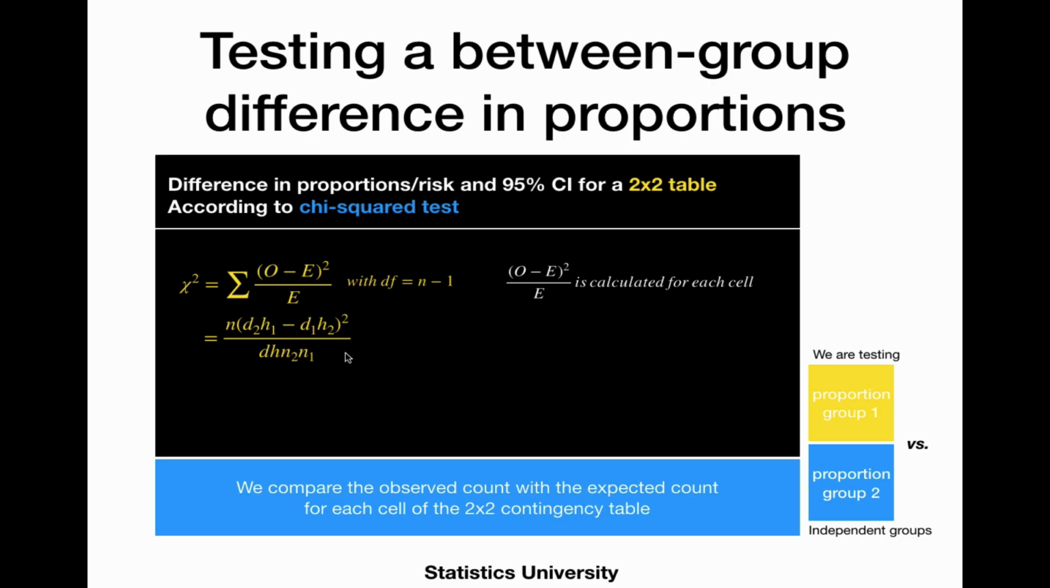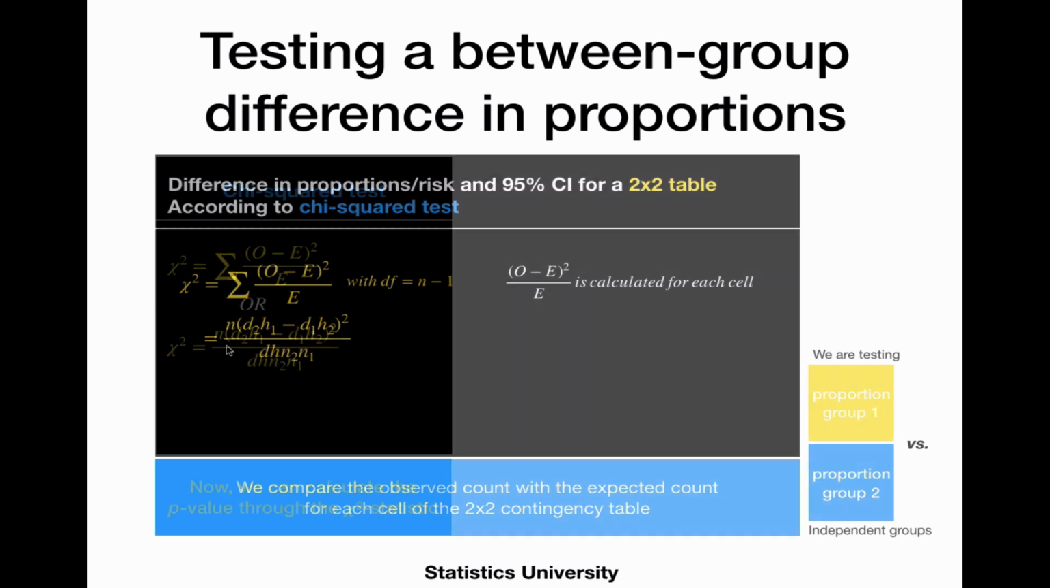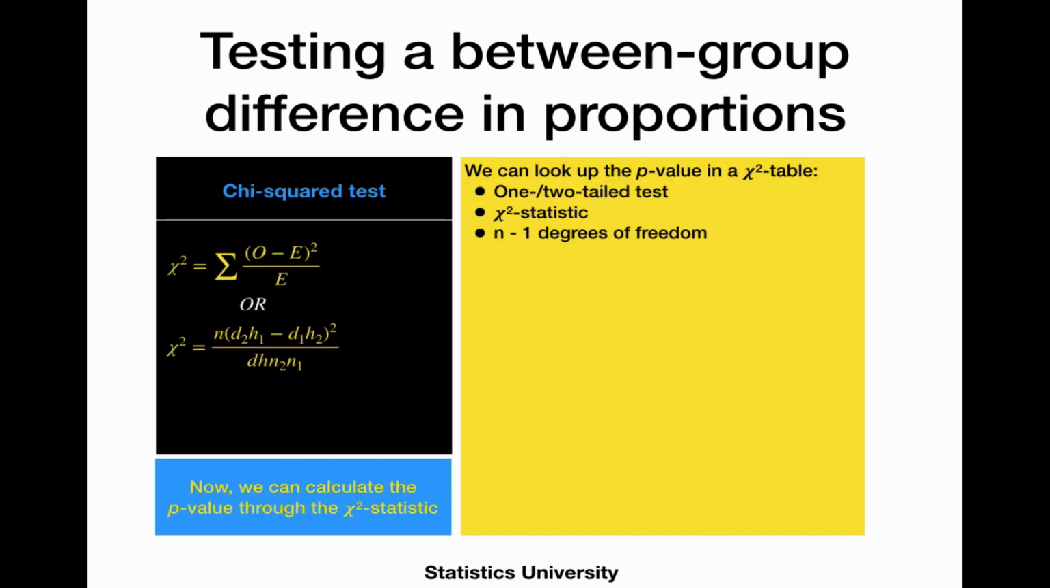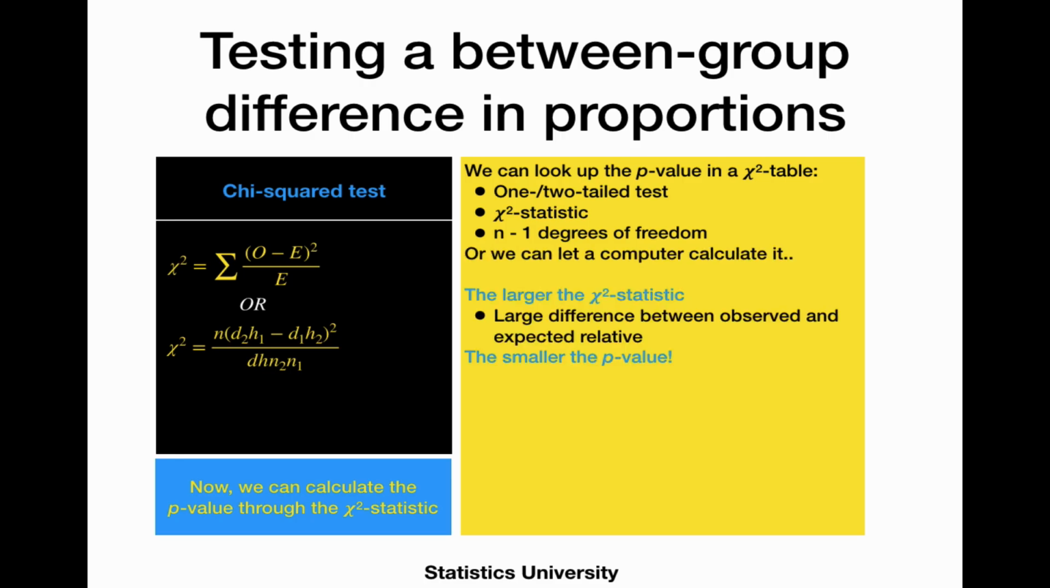Another way of rewriting this formula is with the following equation. And with that chi-square test statistic value, we can look up the p-value in a chi-square table, or we can let the computer calculate it for us. The larger the test statistic value, the smaller the p-value. And what's interesting to note is that the chi-square value is equal to the z value squared, so we will always get the same p-value with both of these approaches.